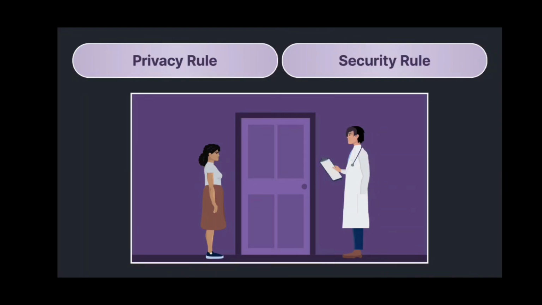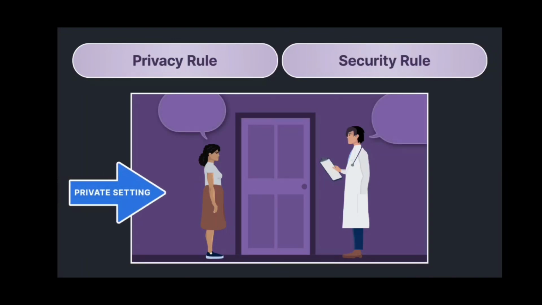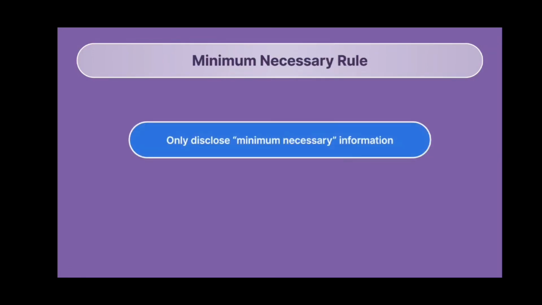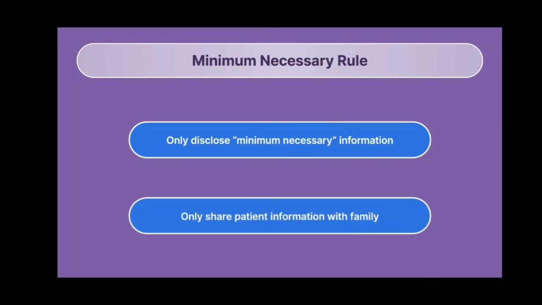Healthcare providers should always ensure conversations about patients are held in private settings and avoid discussing patient details in public spaces, such as elevators or cafeterias, where unauthorized individuals might overhear. Additionally, healthcare workers should follow the minimum necessary rule when sharing patient information with others involved in care. Only disclose the minimum necessary information required, and only share patient information with the patient's family members or other entities if the patient has given explicit permission to do so.